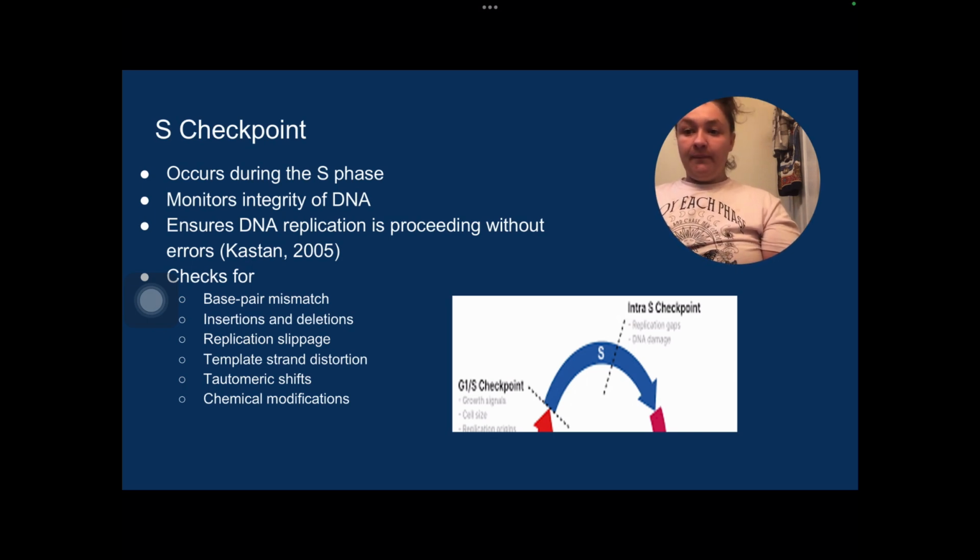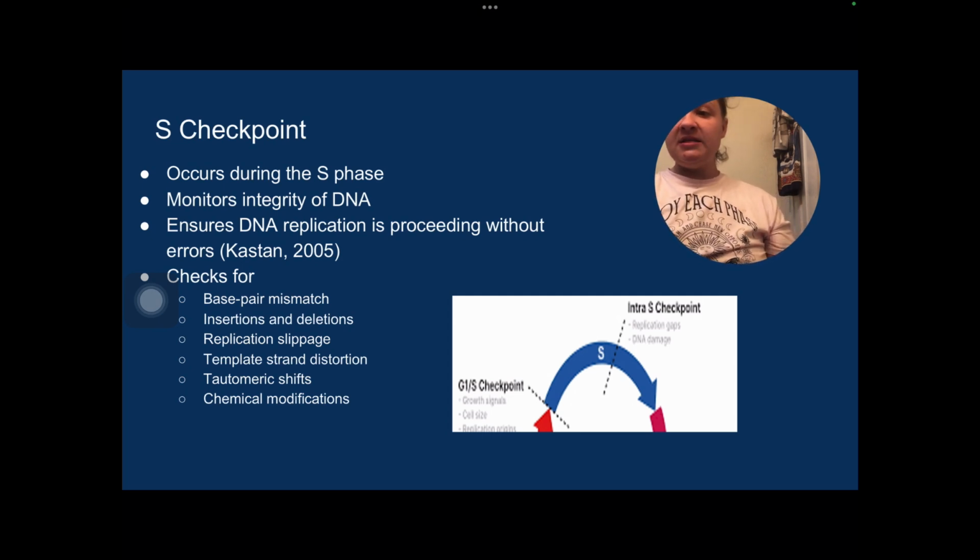The S checkpoint monitors the progression of DNA replication, ensuring that replication forks, the areas where DNA is being unwound and copied, are functioning properly. If any issues arise, such as stalled replication forks or incomplete replication, the checkpoint activates a response to stabilize the replication process and prevent the cell from moving forward prematurely.